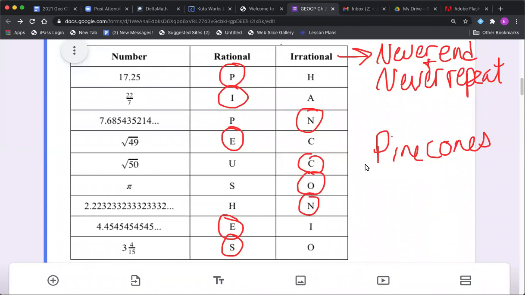Does anybody have questions about rational, irrational? Are you sure? I will give you, I don't know, 20 seconds right now to take a picture of this screen. So when you're taking your test, you have all these examples right in front of you.